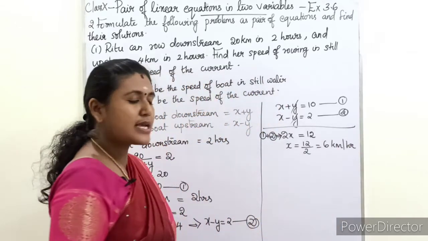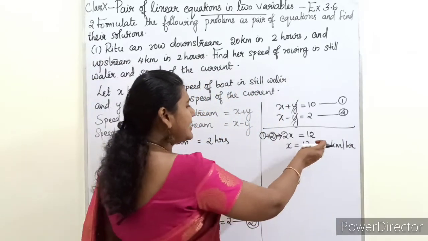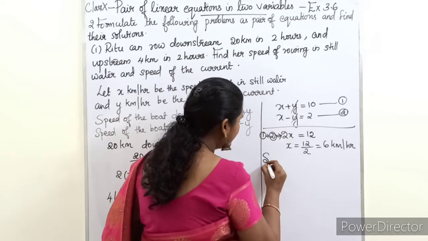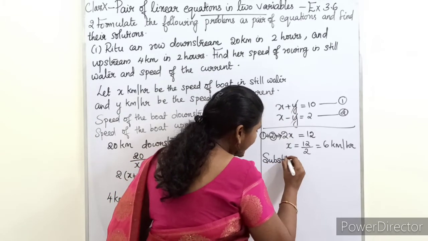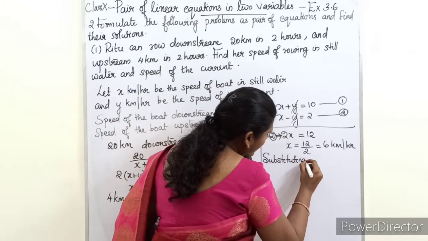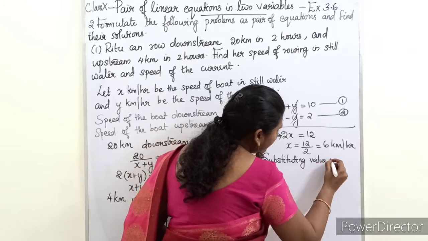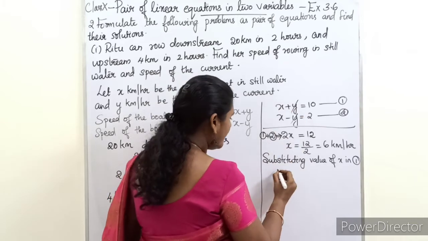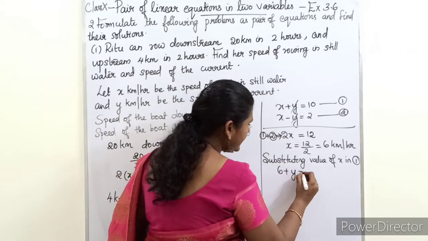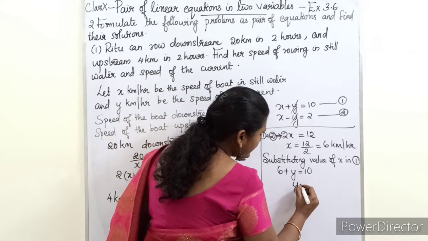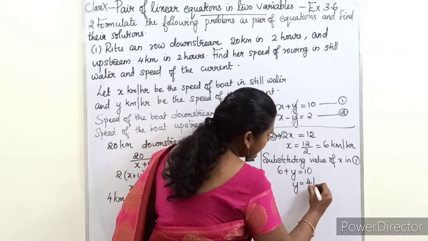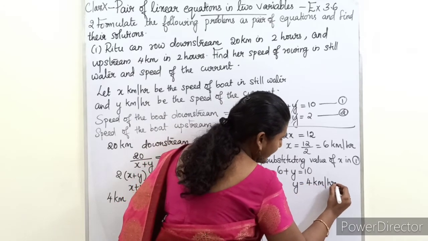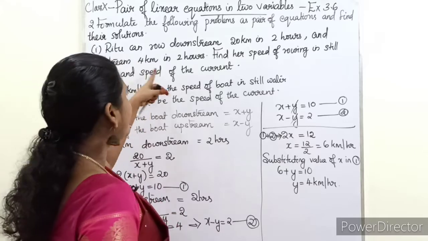Okay. So x is equal to 6 kilometer per hour. This value we will substitute in the first equation. So substituting the value of x in equation 1, we get 6 plus y is equal to 10. So y is equal to 10 minus 6, that is 4 kilometer per hour. So we got the speeds.